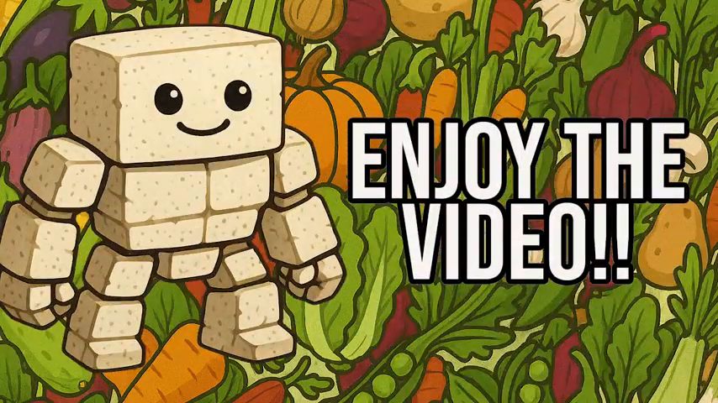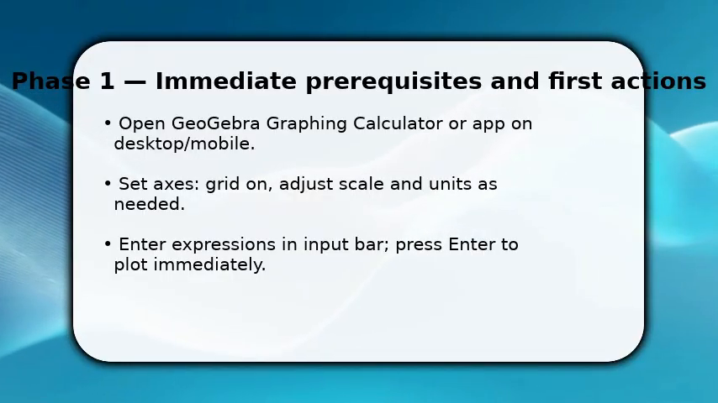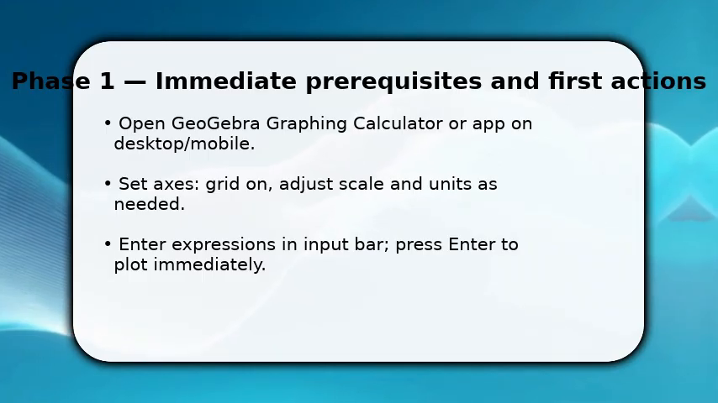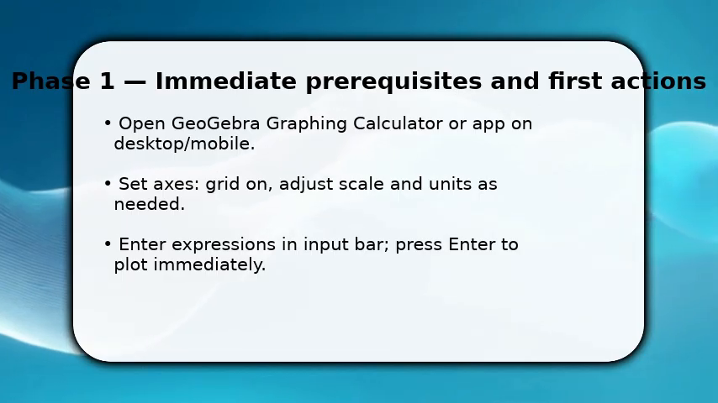Please enjoy the video. You begin by opening Geogebra Graphing. Use the graphing calculator layout so tools are visible. You need to set axis scales quickly. Click the gear or right-click the background to toggle grid and change units so your data fits.